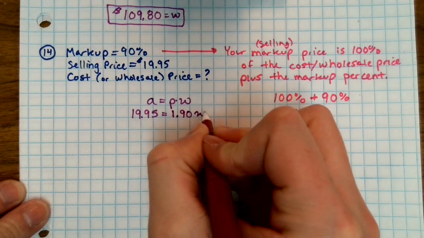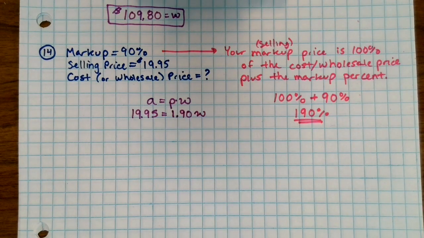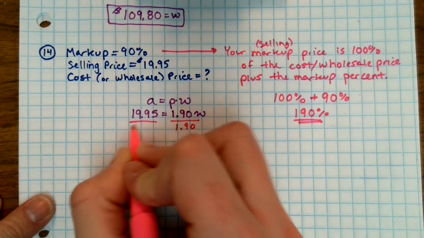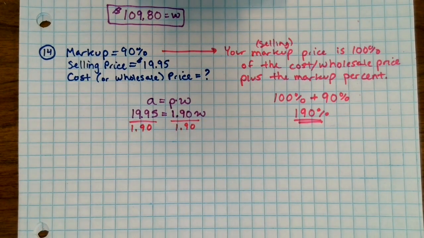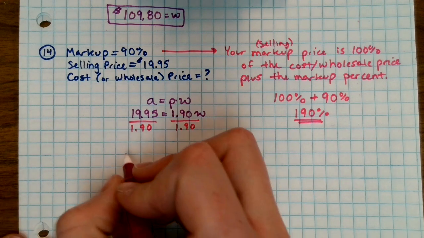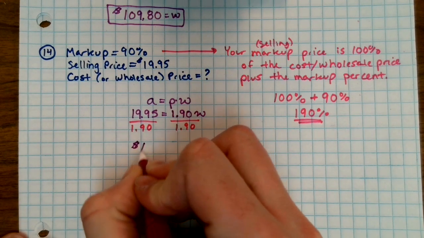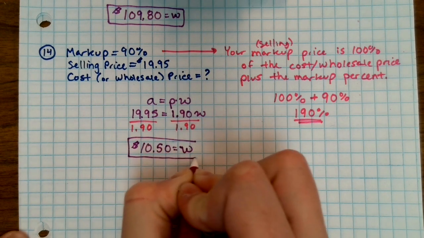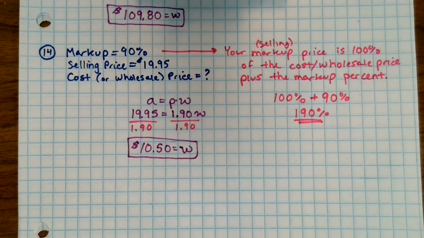Again, we don't know what the whole is. We don't know what that wholesale price was. Just like the previous problem, we divide both sides by what's in front of our variable, since that's being multiplied there. Then we find that the wholesale price is $10.50. Always make sure that it makes sense in the context of the situation. This does make sense because a wholesale price should be cheaper, because the restaurant is going to mark it up so that they can make a profit off of it. So that's an example of a markup question.